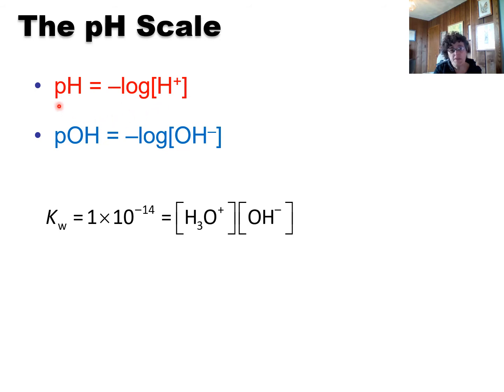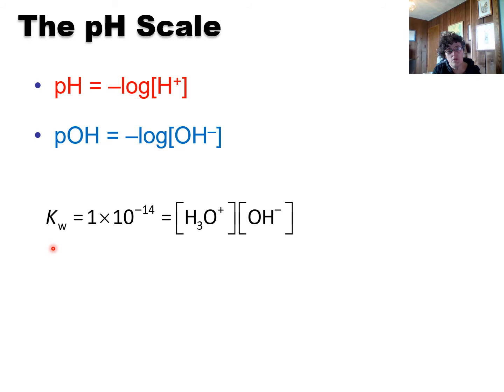I can do the p of anything that I like. So I could do, for example, the pOH. That would be minus the logarithm of the OH minus concentration. If I have an equilibrium constant K, I could calculate the pK by calculating minus the logarithm of that equilibrium constant. So I can calculate the p of anything, basically.